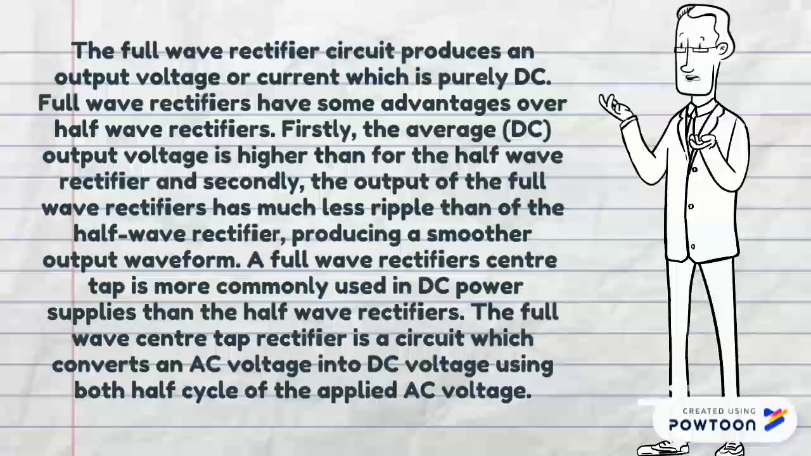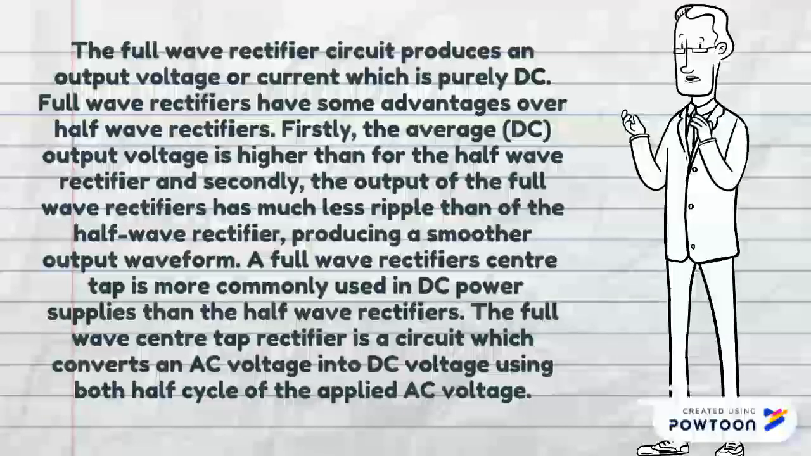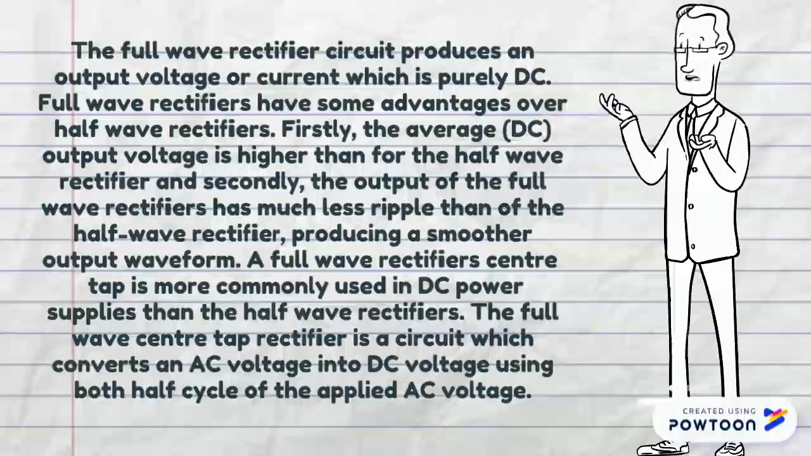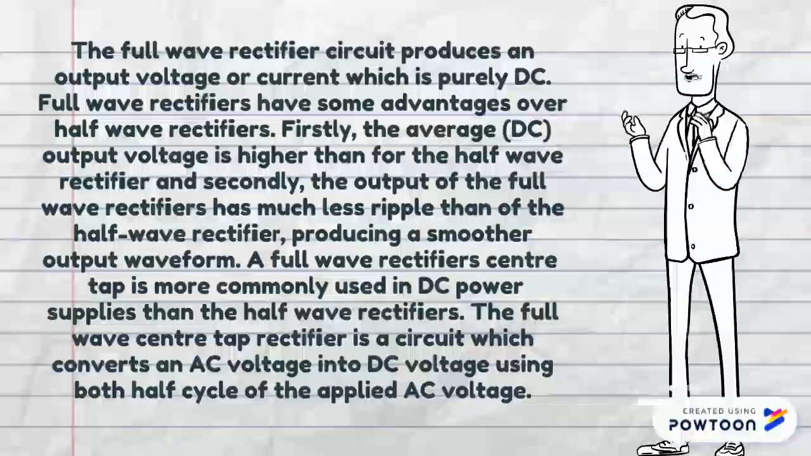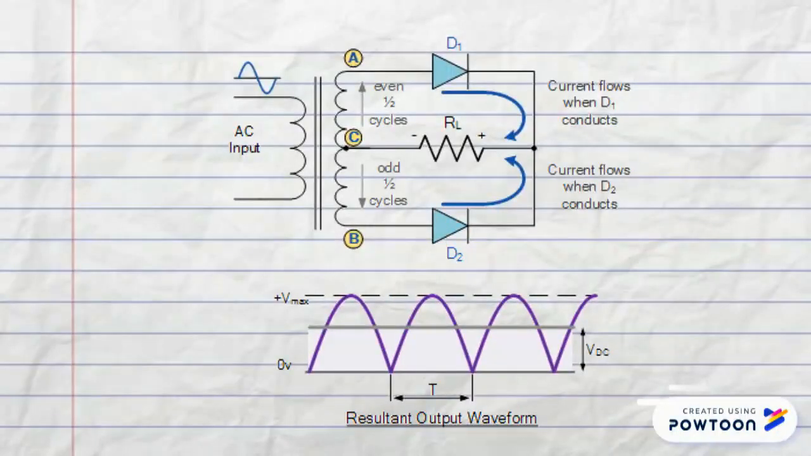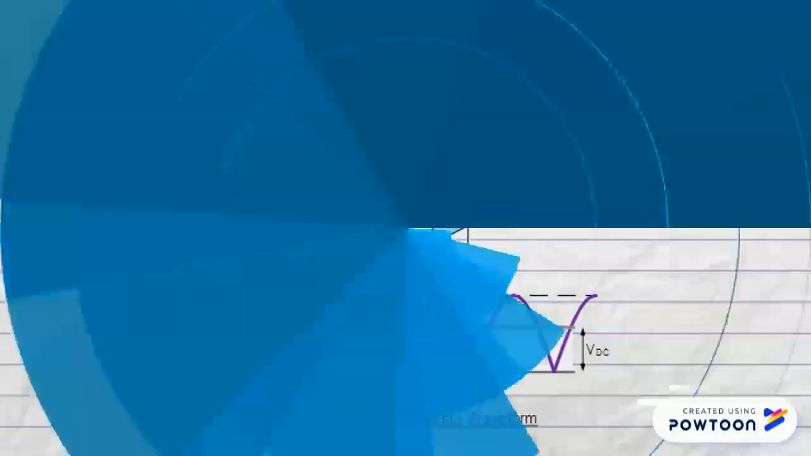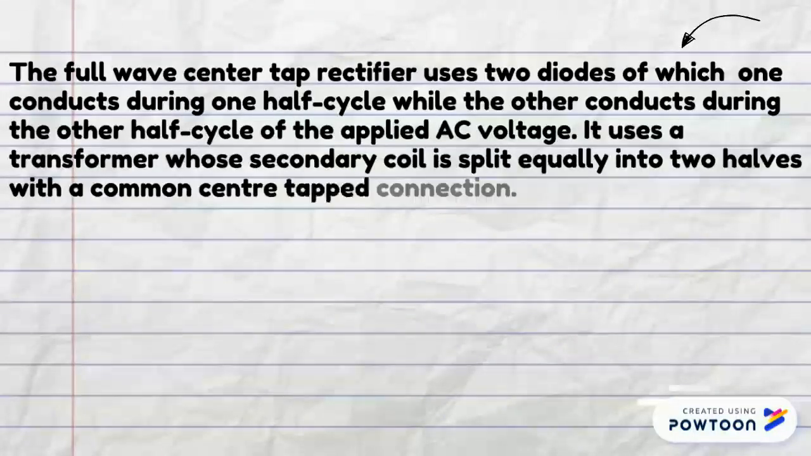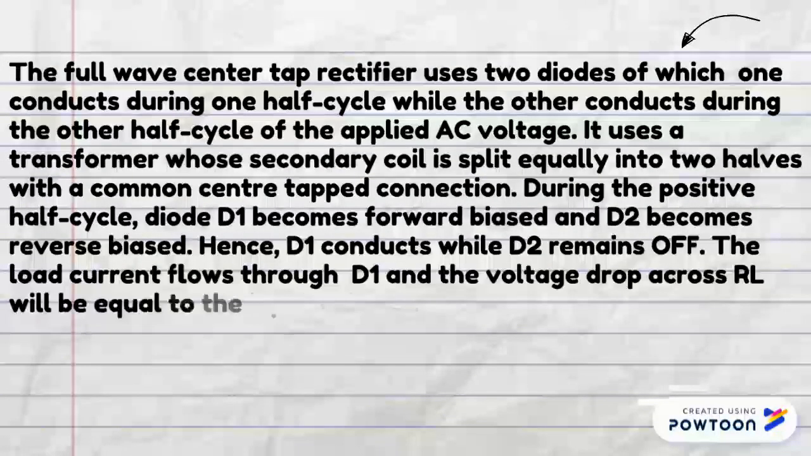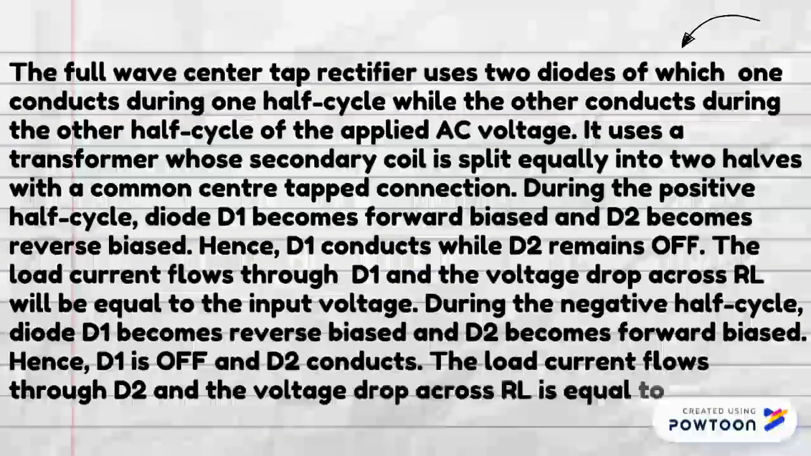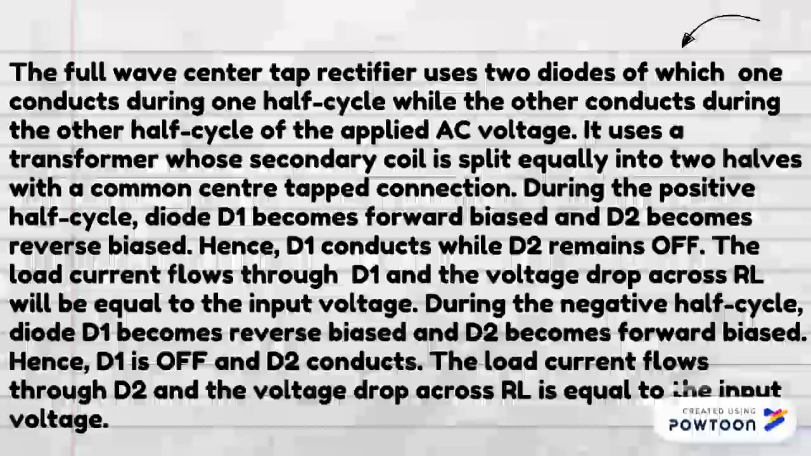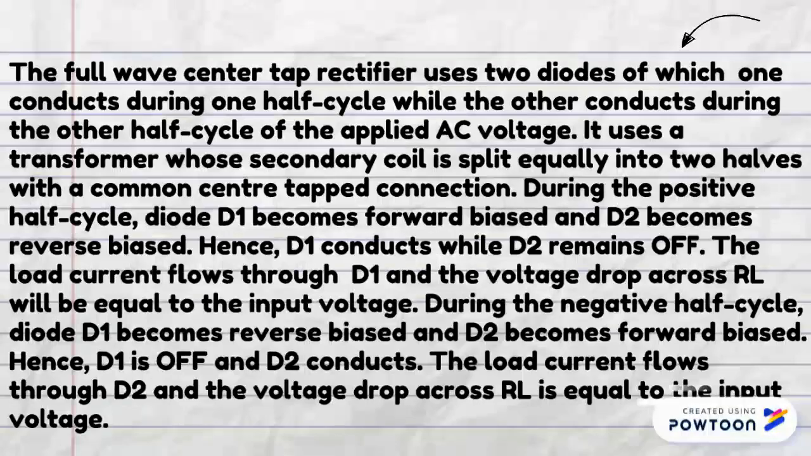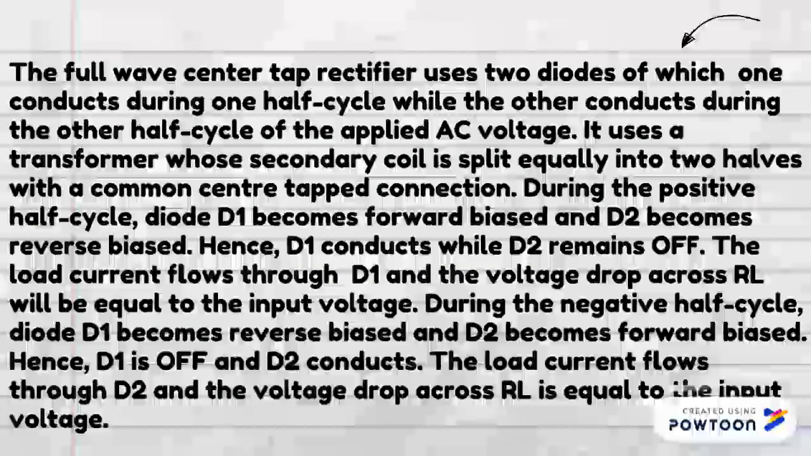The full-wave center tap rectifier is a circuit which converts an AC voltage into DC voltage using both half cycles of the applied AC voltage. The full-wave center tap rectifier uses two diodes, of which one conducts during one half cycle while the other conducts during the other half cycle of the applied AC voltage. It uses a transformer whose secondary coil is split equally into two halves with a common center tap connection.